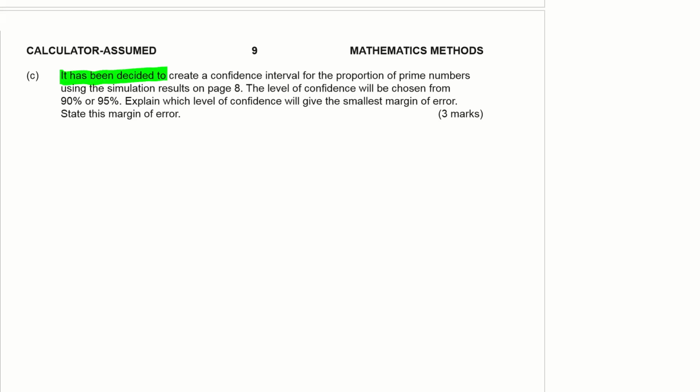It has been decided to create a confidence interval for the proportion of prime numbers using the simulation results on page 8. The level of confidence will be chosen from 90 or 95. Explain which confidence will give the smallest margin of error and state the margin of error.